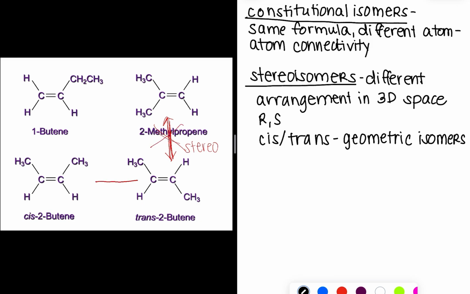These two are stereoisomers. Okay, so for this carbon right here, I have a methyl and a hydrogen attached. For this carbon right here, I have a methyl and a hydrogen attached. On the right one, I have a methyl and a hydrogen, and on the left one, I have a methyl and a hydrogen. These are stereoisomers. Same atom-to-atom connectivity, but a different arrangement in three-dimensional space.